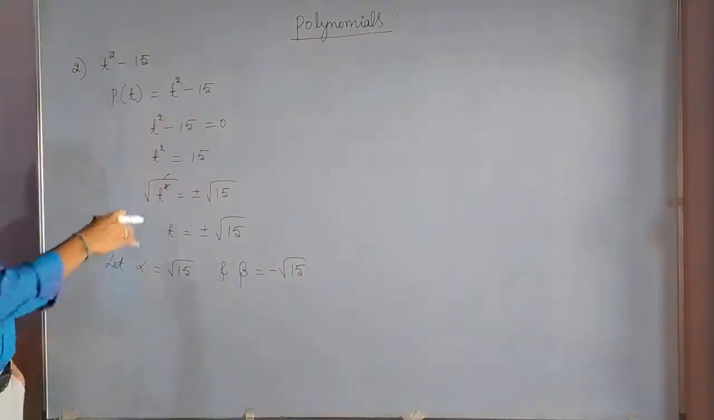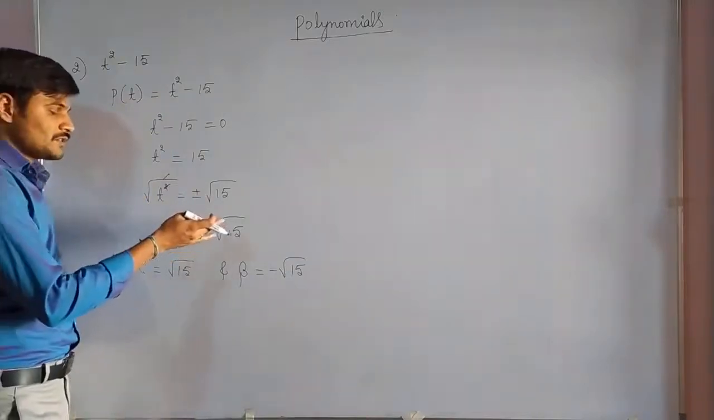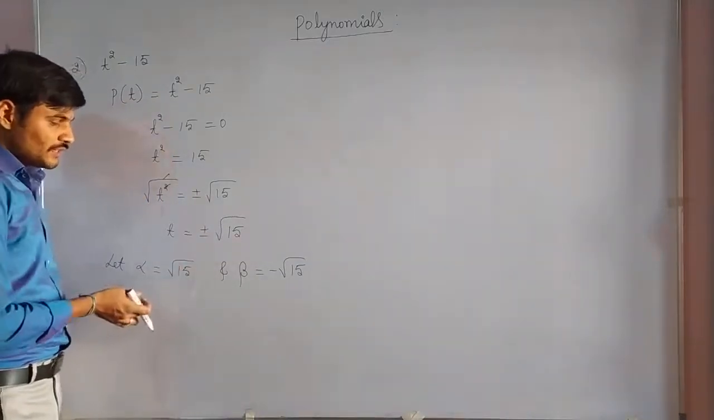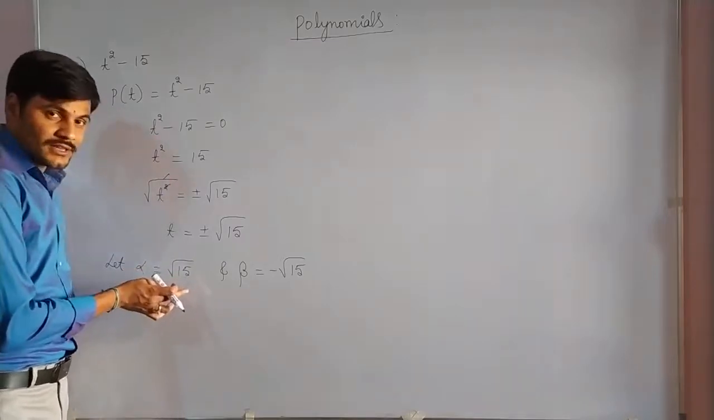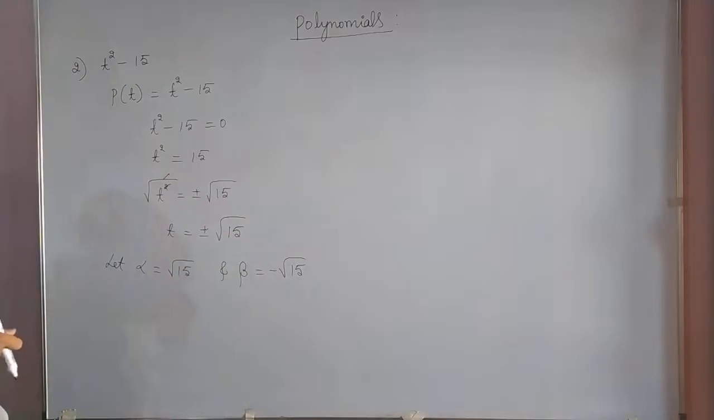As the b term is not there, we are not going for splitting the middle term. So directly we got the answer plus root 15 and minus root 15. Alpha we are taking as plus root 15 and beta as minus root 15.